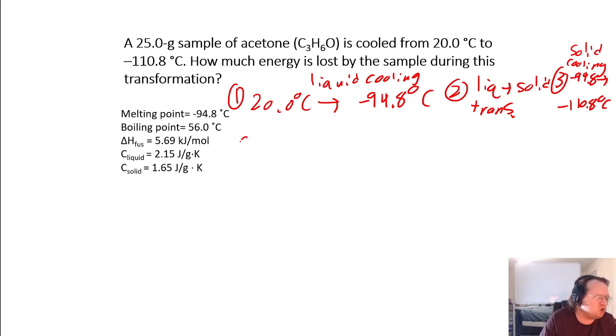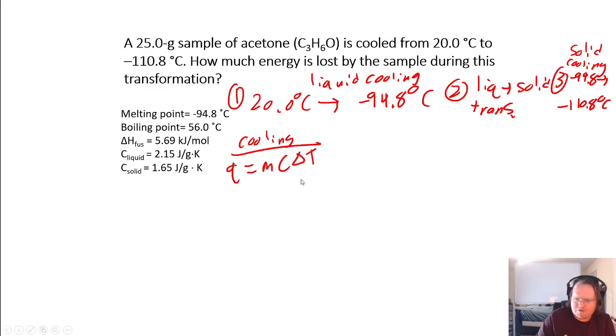So first for cooling, this is similar to what we did in 1211. And we talked about this a bit earlier in this chapter. Q equals mc delta T. We're just changing heat, no phase differences. So here, we want to know how much energy is involved. We have 25 grams, and that's not going to change anywhere in this problem. Then we have a specific heat. So for the liquid, the specific heat is 2.15 joules per gram.